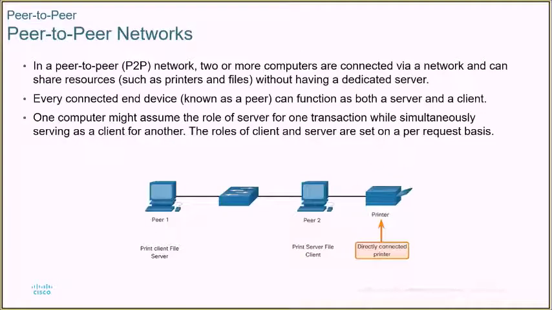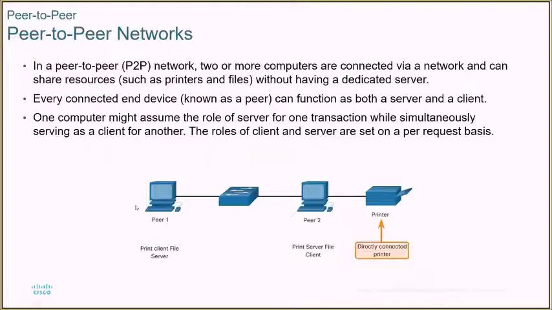In peer-to-peer networks, two or more computers are connected via a network and can share resources, such as printers and files, without having a dedicated server. Every connected end device, known as a peer, can function as both a server and a client. One computer might assume the role of server for one transaction while simultaneously serving as a client for another. The roles of client and server are set on a per request basis.